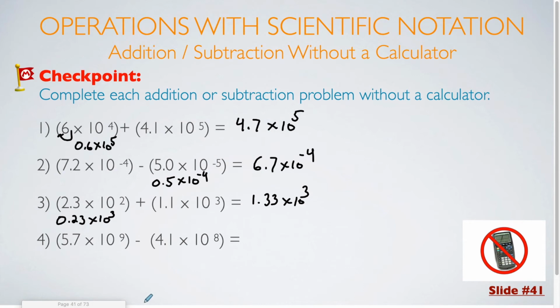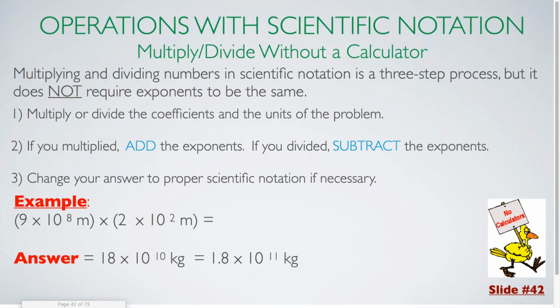For our final problem, between a 9 and an 8, a 9 is larger, so we're going to slide this one spot to the left, 0.41 times 10 to the 9th. Now I can subtract. Your answer would be 5.29 times 10 to the 9th.